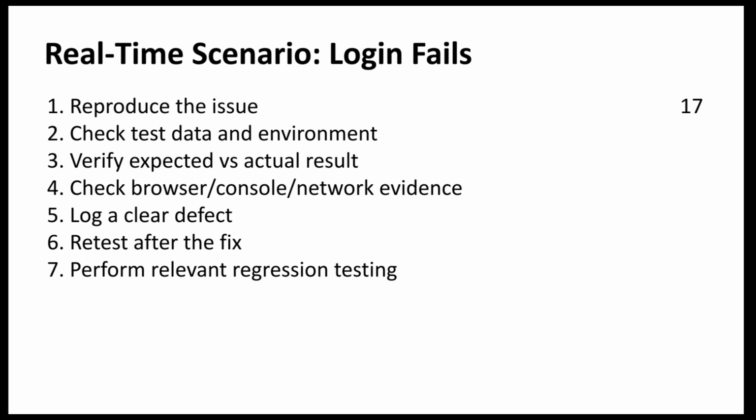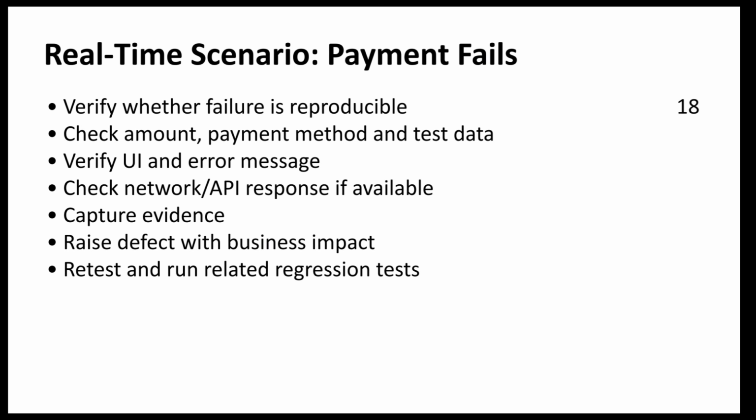Now, let's take another important real-world scenario: payment failure. Suppose a payment fails while testing an e-commerce application. First, check the payment amount, payment method, test data, and environment. Verify the error message and collect evidence. If required, check network or API responses to understand where the failure is happening. Then report the defect with clear steps and business impact. After the fix, retest the payment flow and perform regression testing around related areas.